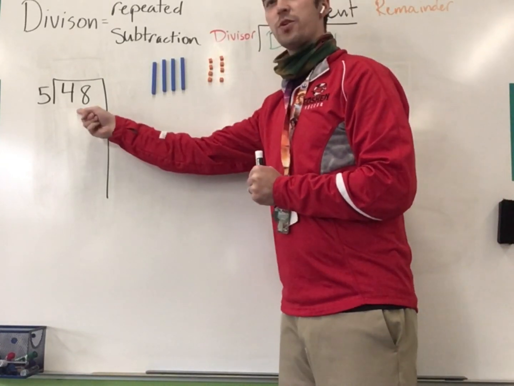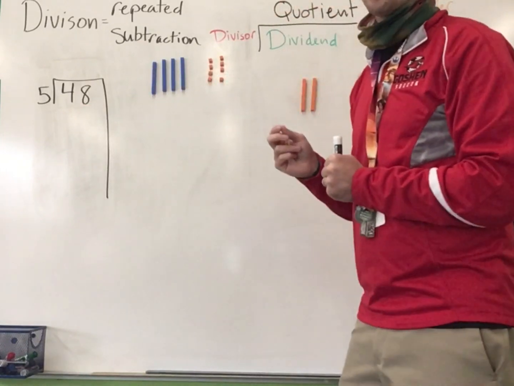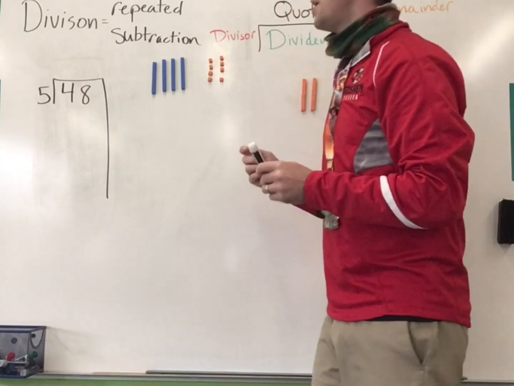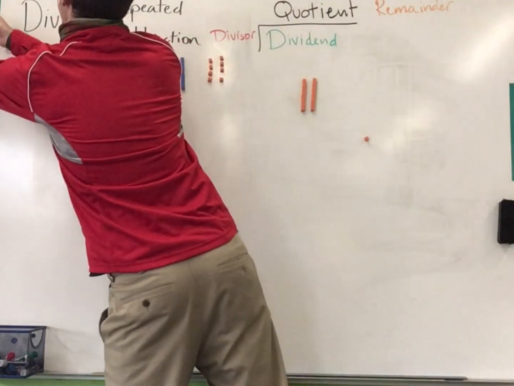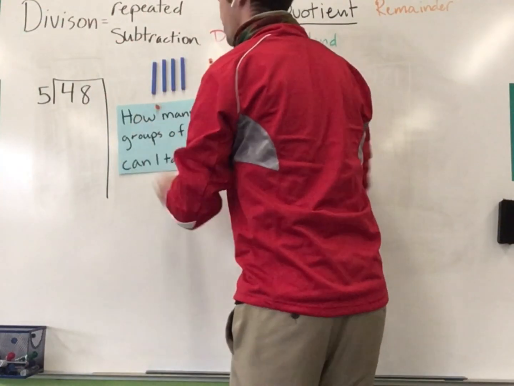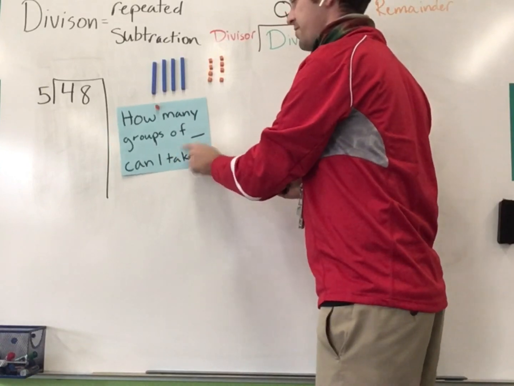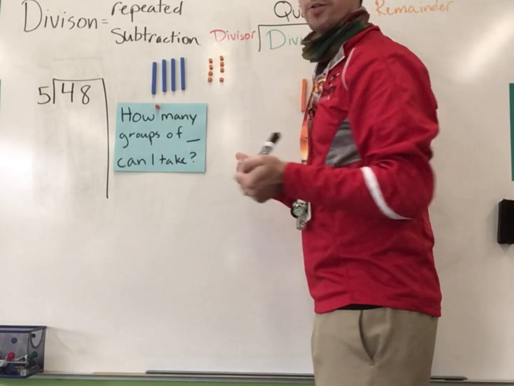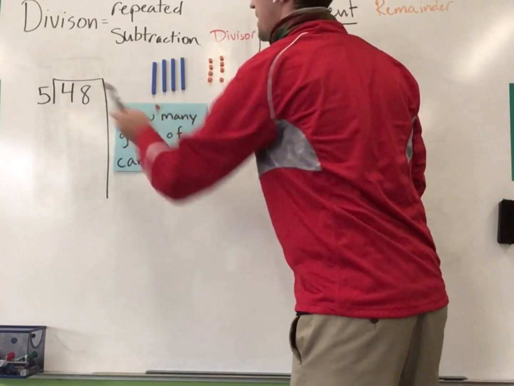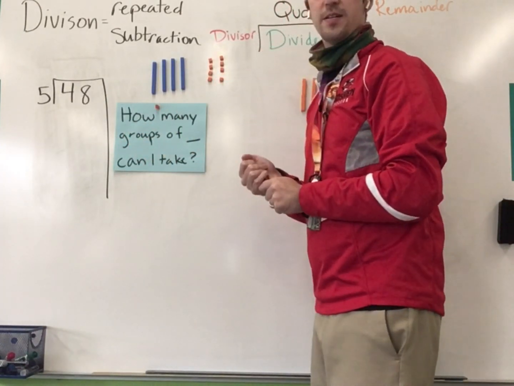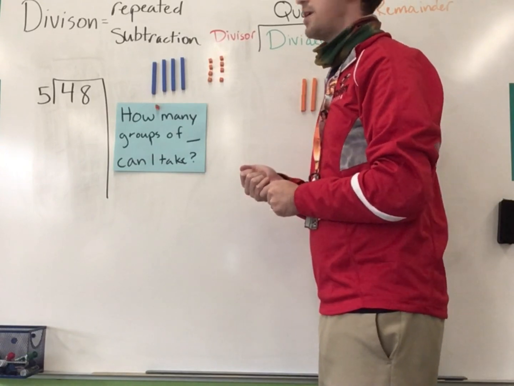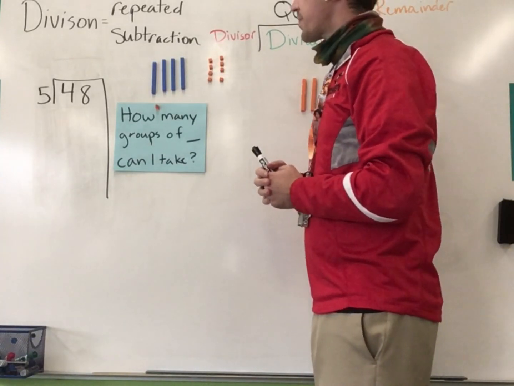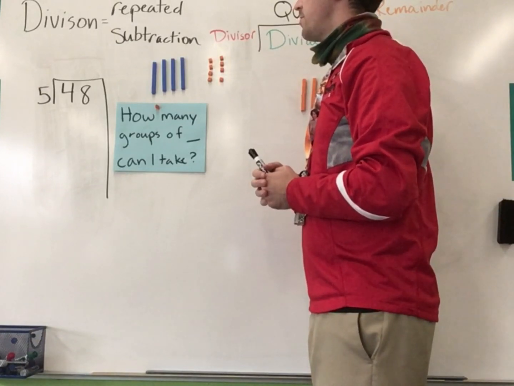So, as I'm looking at this problem, the first place we start is with the highest place value we have, which in this case is the tens. And the question I'm going to ask myself now is, how many groups of 5 can I take? Can I take any 10s out? Now I use my math facts. 5 times 10, that is 50. That's too high, I can't do that. So I have to go lower. I can't start with a 10. I'm going to go lower. I'm going to take 5.